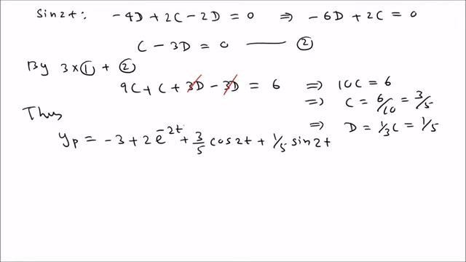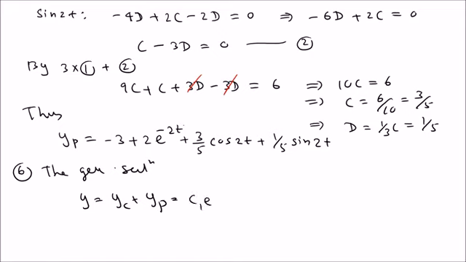Now what we can do, we can write the general solution. So number 6, the general solution. So the general solution is y equals yc plus yp. So you can substitute: c1 e to the minus t plus c2 e to the 2t, and then minus 3, let's add them, plus 2e to the minus 2t plus 3/5 cosine 2t plus 1/5 sine 2t.